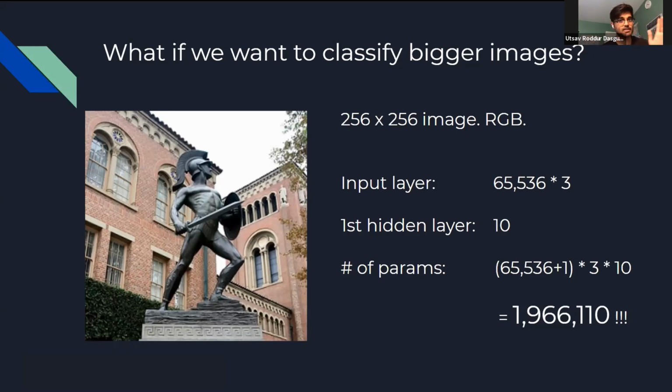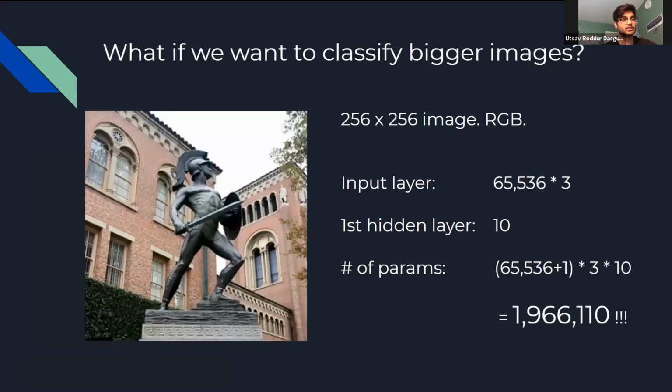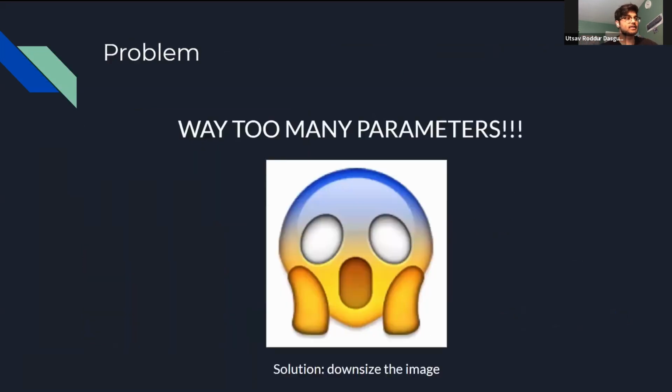So if you had that same exact hidden layer of just 10 units, you do the math, all of a sudden you have 1.9 million parameters. And that's a significant jump from 7,800 to nearly 2 million, right? So that's really the problem statement here: there's way too many parameters. It's quickly becoming computationally expensive.